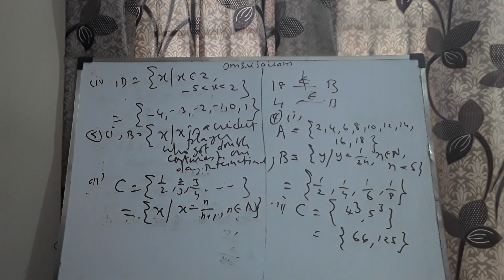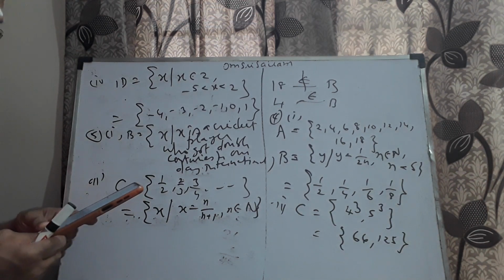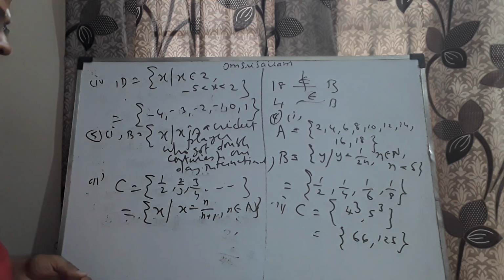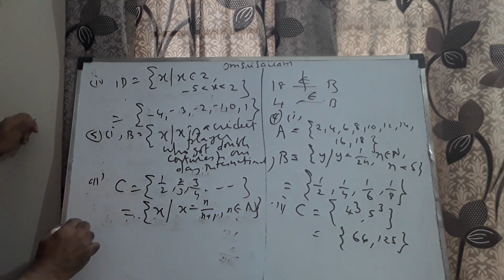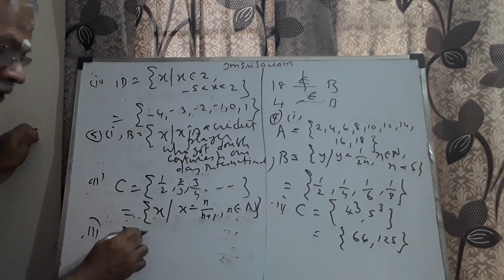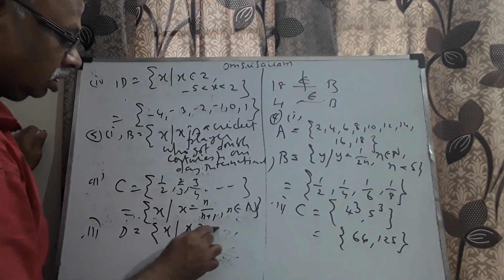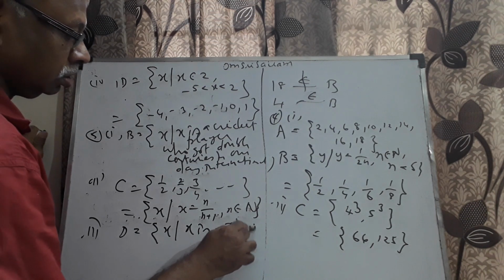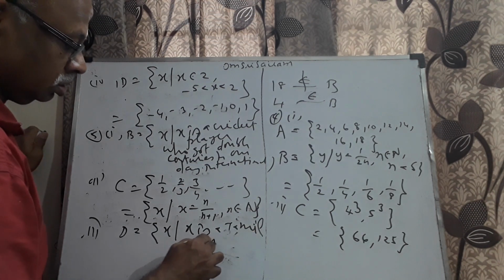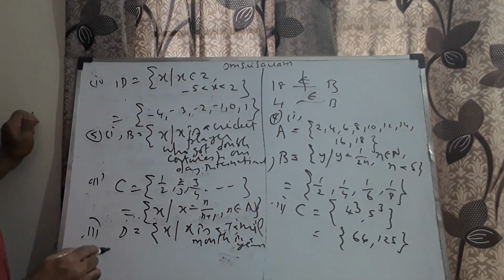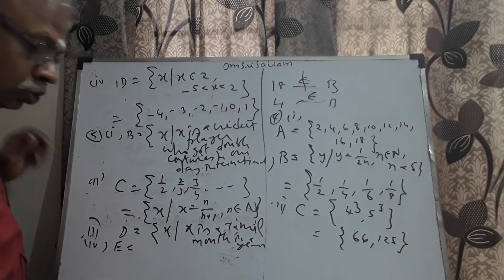Then, for the third solution, he says D is equal to set of all Tamil months in a year. That is D. Now for x, such that x is a Tamil month in a year. Then, of course, for the last one, he says E is equal to what is given.